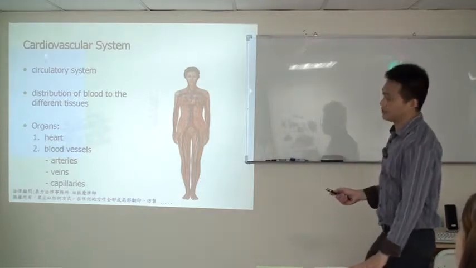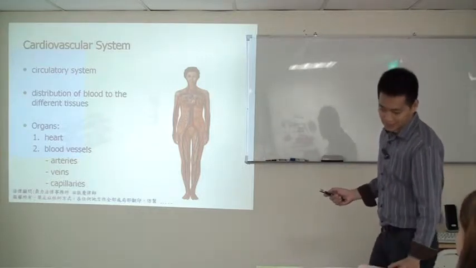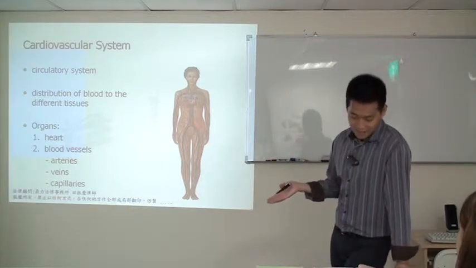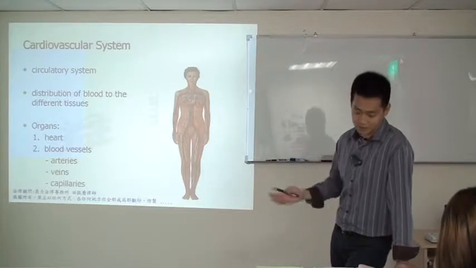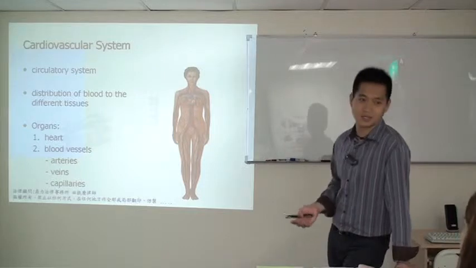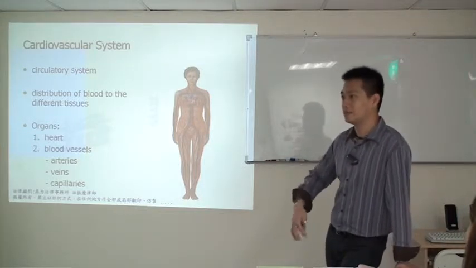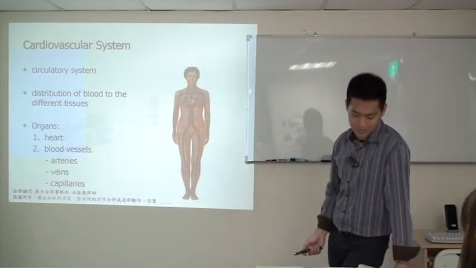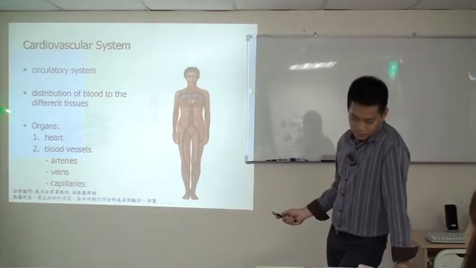Okay, so the cardiovascular system is also known as your circulatory system. What is the function? So it delivers oxygen, right, and nutrients, hormones, to your different organs, tissues, and cells of the body. And also it removes the waste products of your metabolism, such as carbon dioxide. They bring the carbon dioxide to the lungs for you to excrete it out. So this is responsible for the distribution of blood to the different tissues of the body.